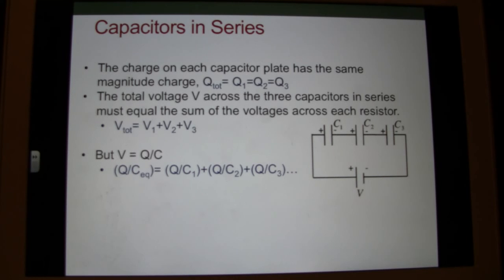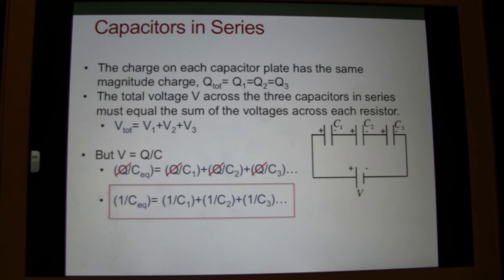The charge on each of the plates is the same magnitude, so it cancels out of the equation, and we are left with the equation for the equivalent capacitance, or rather 1 over the equivalent capacitance. And from this equation, we can see that adding more capacitors in series actually makes the total capacitance decrease. As a result, the equivalent or total capacitance is smaller than the smallest contributing capacitor.